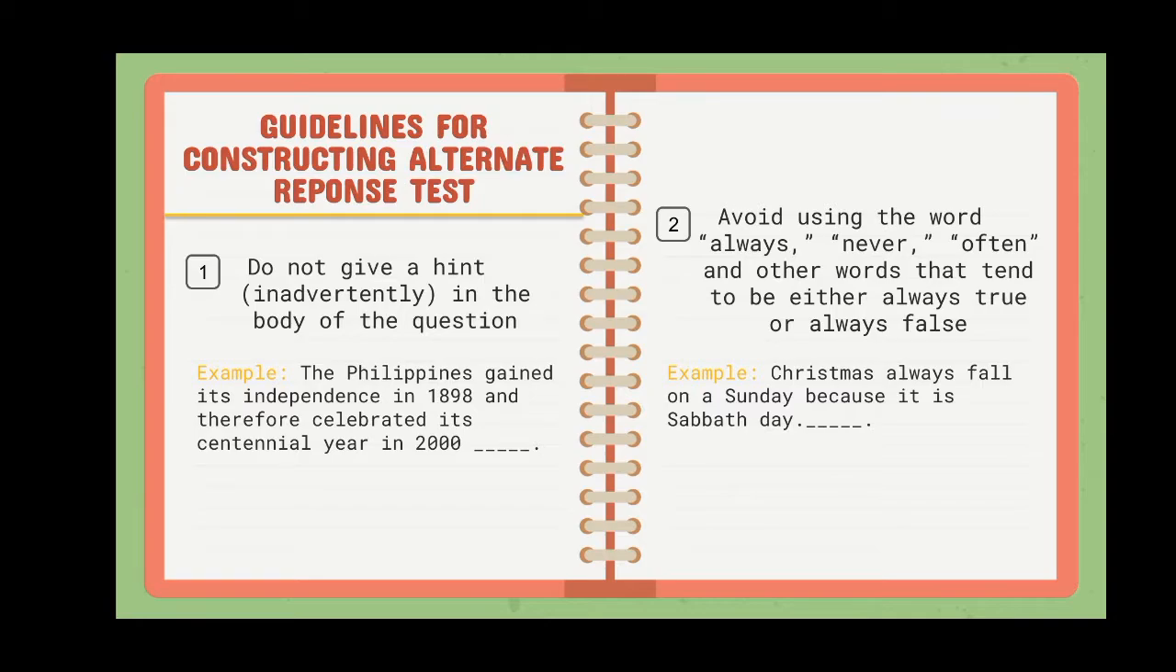Rule number 2. Avoid using the words always, never, often, and other words that tend to be either always true or always false. Example, Christmas always falls on a Sunday because it is a Sabbath day. In this example, statements that use the word always are almost always false. A test-wise student can easily guess his way through a test like this and get high scores even if he does not know anything about the test.